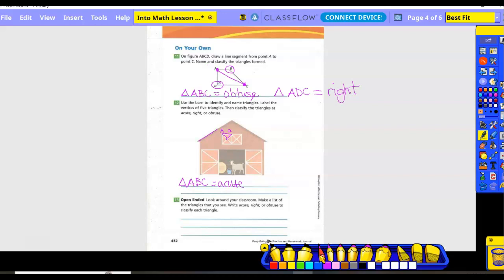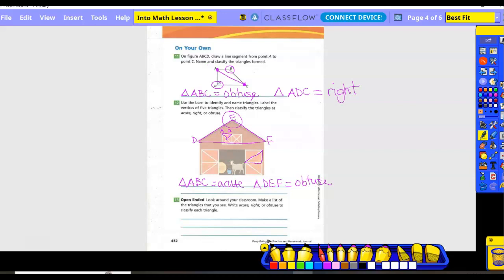How about here? Let's label that, and then let's go with DEF. So what needs to be in the middle? Triangle DEF, right? E has to be in the middle because we're going to look right here. What is that? Obtuse. And then let's look right here.